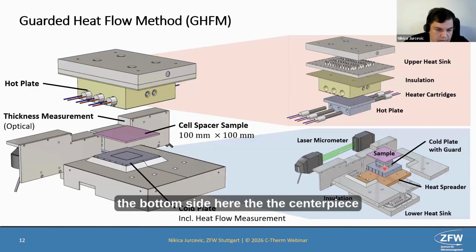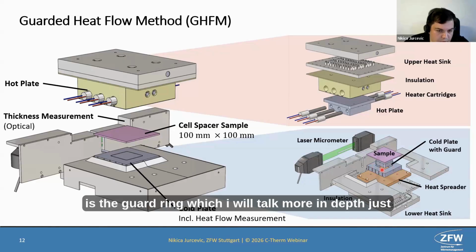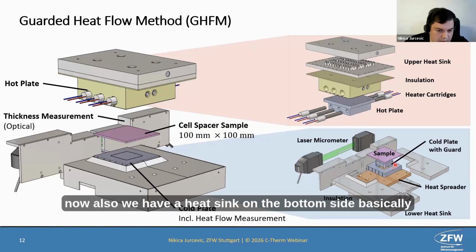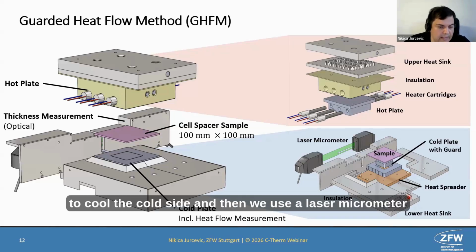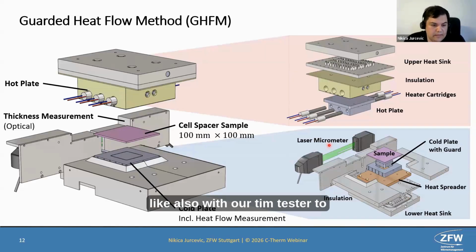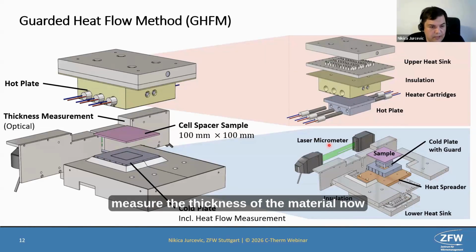Here, the centerpiece is basically the heat flow meter in this area. This is the guard ring, which I will talk more about in depth just now. Also, we have a heat sink on the bottom side, basically to cool the cold side. And then we use a laser micrometer, like also with our TIM tester, to measure the thickness of the material.